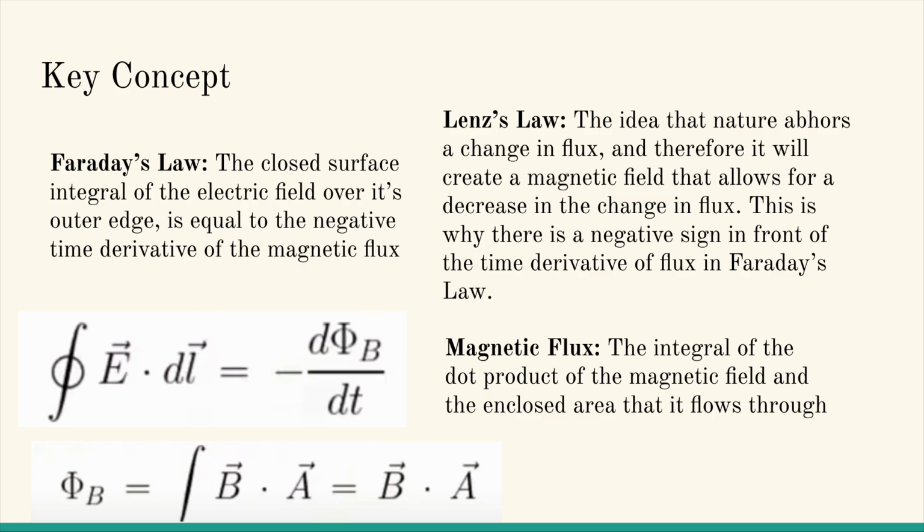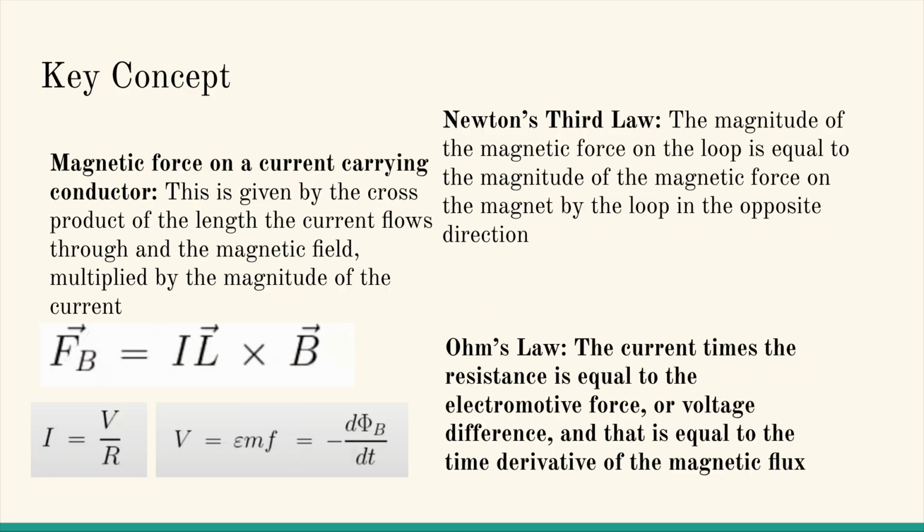The key concepts used in this lab are Faraday's law, which says that the closed line integral of the electric field around the outer edge of a surface is equal to the negative time derivative of magnetic flux. Lenz's law essentially says that nature abhors the change in flux and will create a force to try to counteract it. Magnetic flux, of course, is the magnetic field going through a specific area, and this is the equation that defines it.